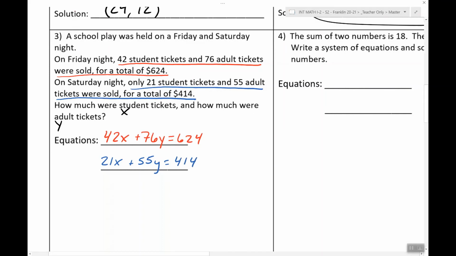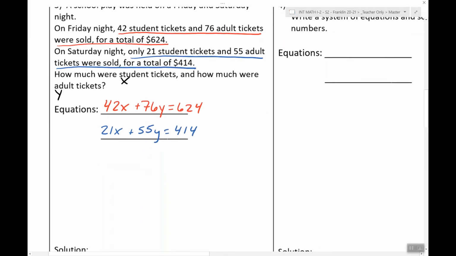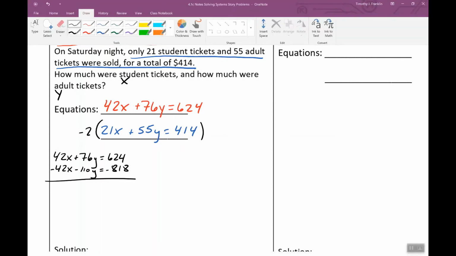Now we have the system, we have to solve it. I would say, in this situation, we should use elimination. Let's go ahead and multiply this by -2. So I'll rewrite my system. I got 42X plus 76Y equals 624. And then after I multiply by -2, I've got -42X minus 110Y equals -818. So now we have to add those together.